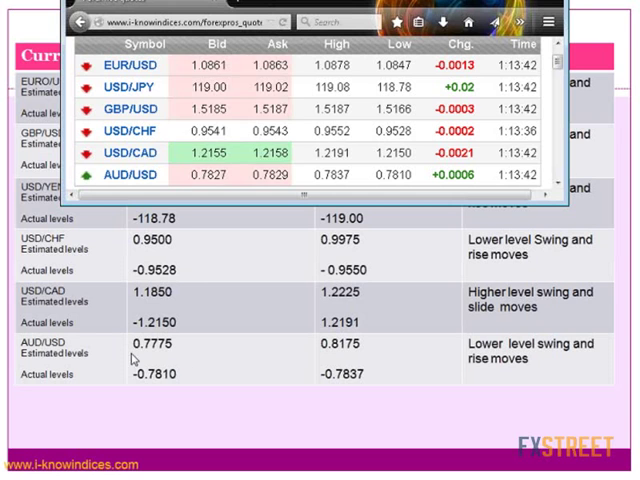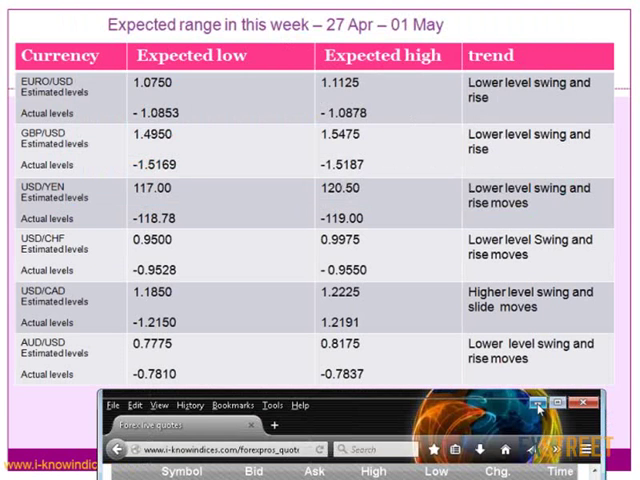Then, in the case of Australian dollar, they are expected to go slightly below 0.78 and start gaining the levels. I mean, the Australian dollar could gain the levels in this particular week to 0.81 area. So these are all the levels in which the currencies are expected to swing in this week.